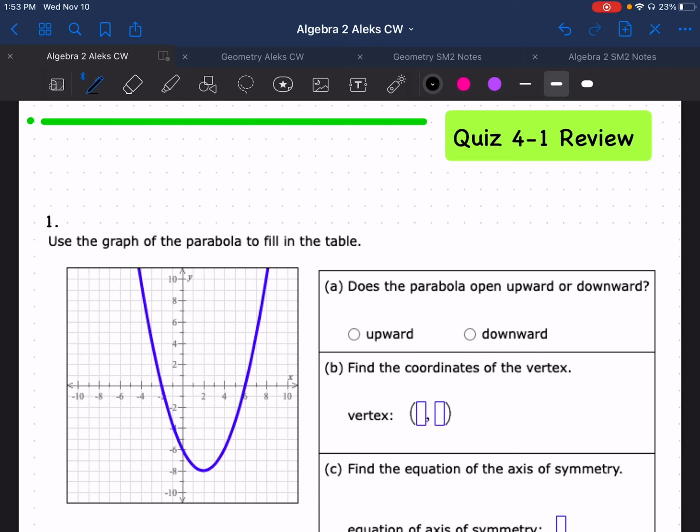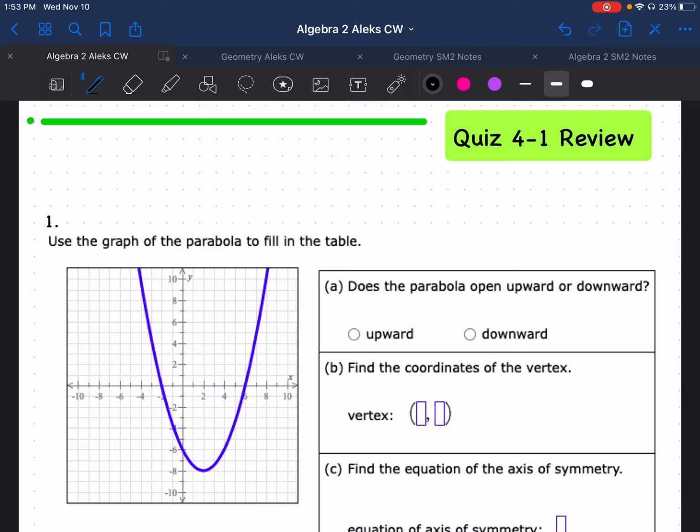Today's lesson is the review for your quiz 4-1. The first question on the quiz is going to ask you to fill out some questions about a graph. You will be asked these 4 questions, not maybe in this order, but you will be asked these 4 questions.